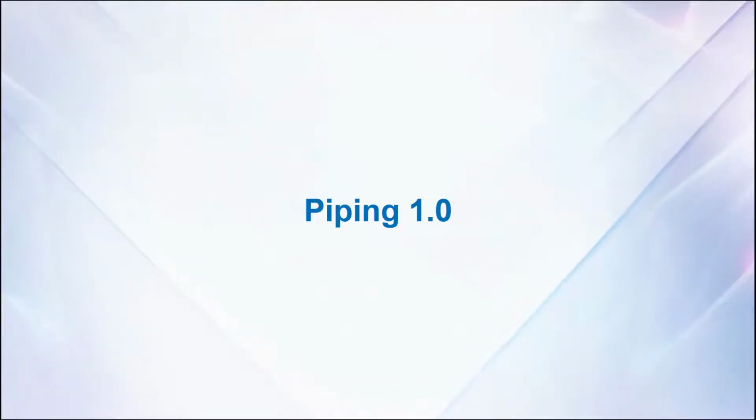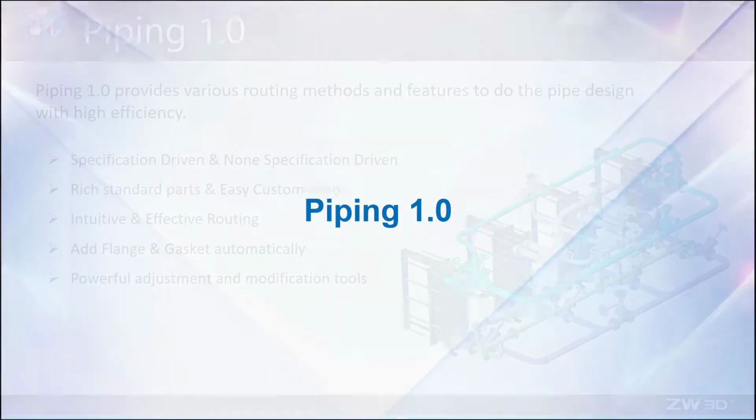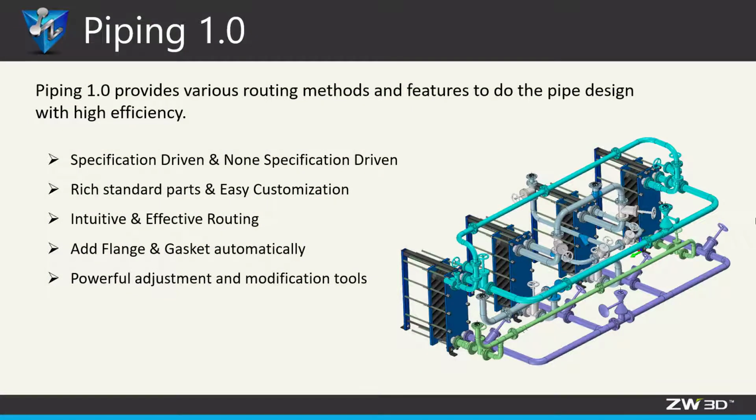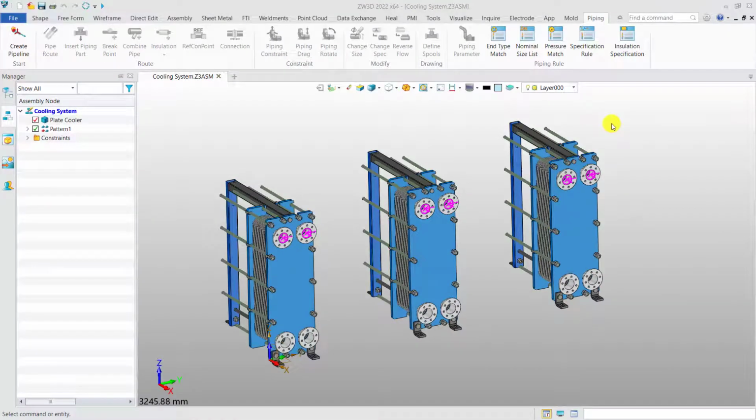Piping 1.0. Piping 1.0 is available in ZW3D 2022, making it much easier to do the pipe design. Now, let's take a look. ZW3D provides two methods to do the pipe design: Specification Driven and non-specification driven. Now, I will introduce them one by one. Specification Driven.